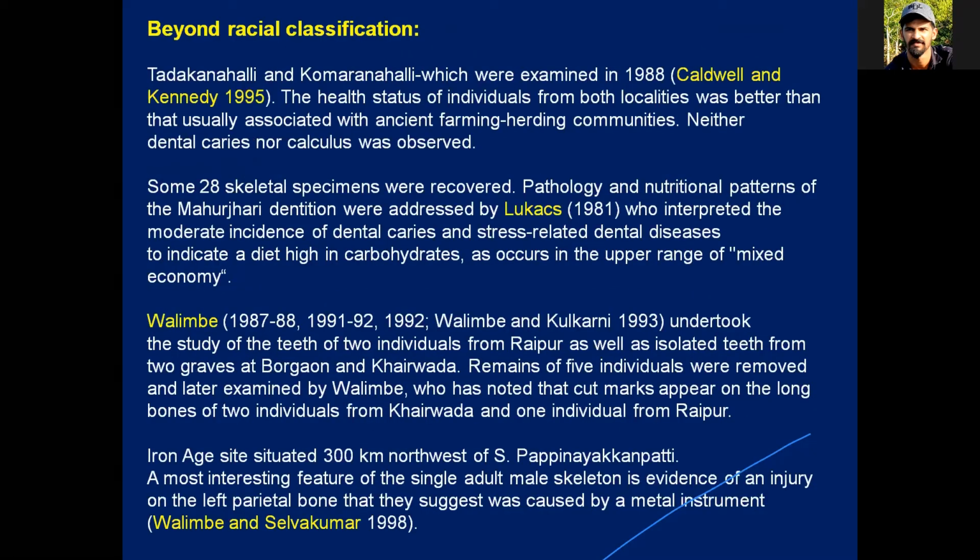When we talk about going beyond racial classification, it started with Kennedy when he studied the Tadakanahalli and Kumaranahalli specimens in 1988. He started talking about the health status of the individual, and how measurements from the dentition, like total crown area or molar crown area, change with ancient farming, which is usually associated with farming and herding communities.